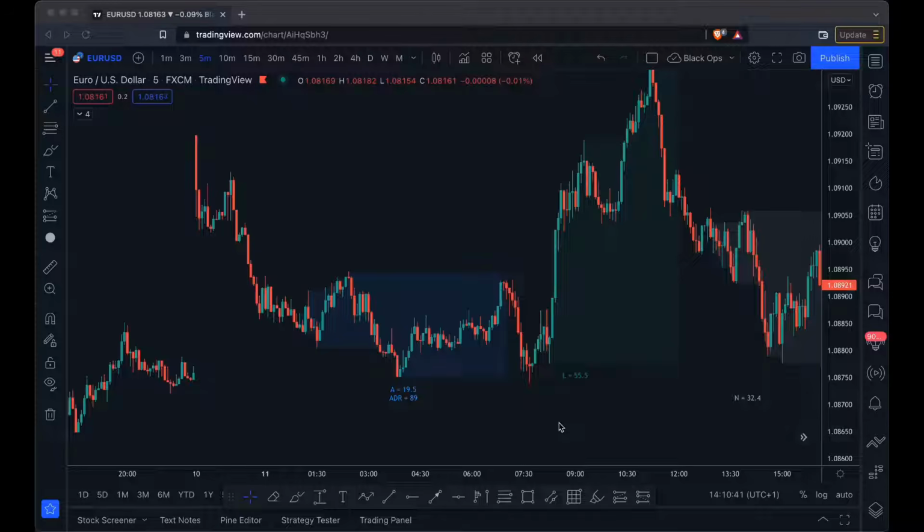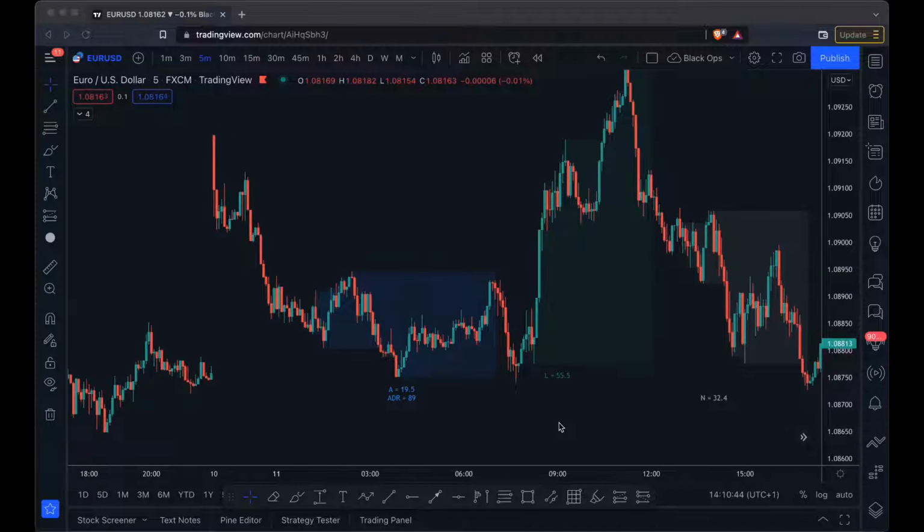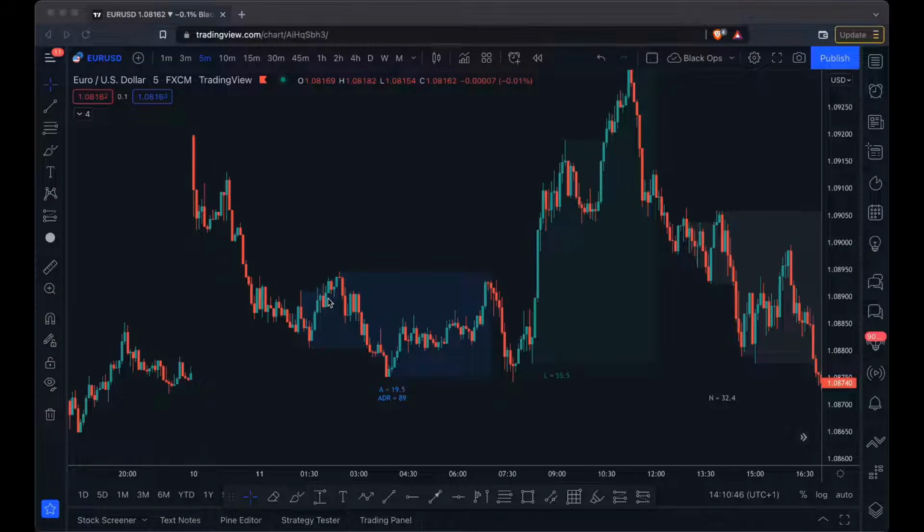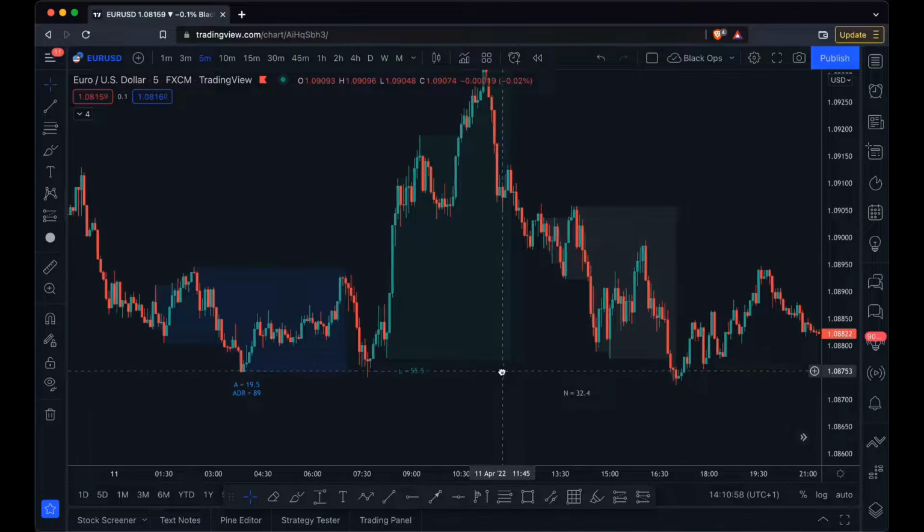So let's get straight into it. So what is the London sweep? On my screen, we can see an example of the London sweep. Here we have the Asian session, which is shaded in blue, and we have the London session, which is shaded in green. And this session over here is the New York, which is in a grayish color.